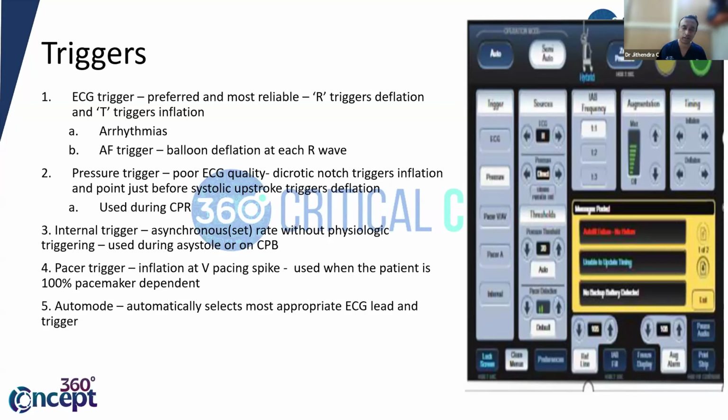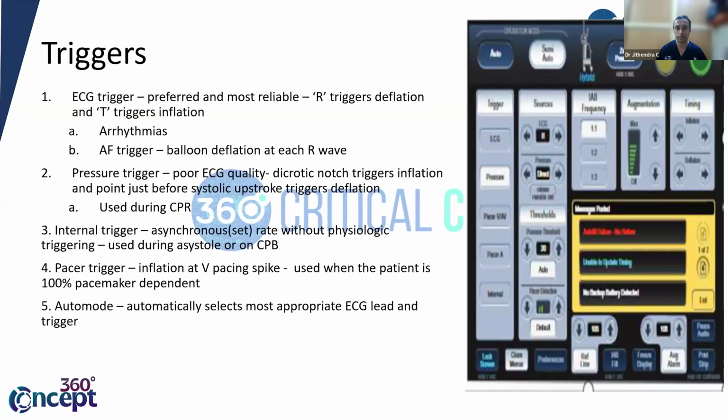So next comes something called internal trigger. So your ECG is also not working, your arterial trace is not great. Then you can put it to a baseline default mode called internal trigger. So here, asynchronous rate without physiologic triggering, without any trigger, it will continue to give a trigger. Say when your patient has an asystole. So there is asystole. What to do?